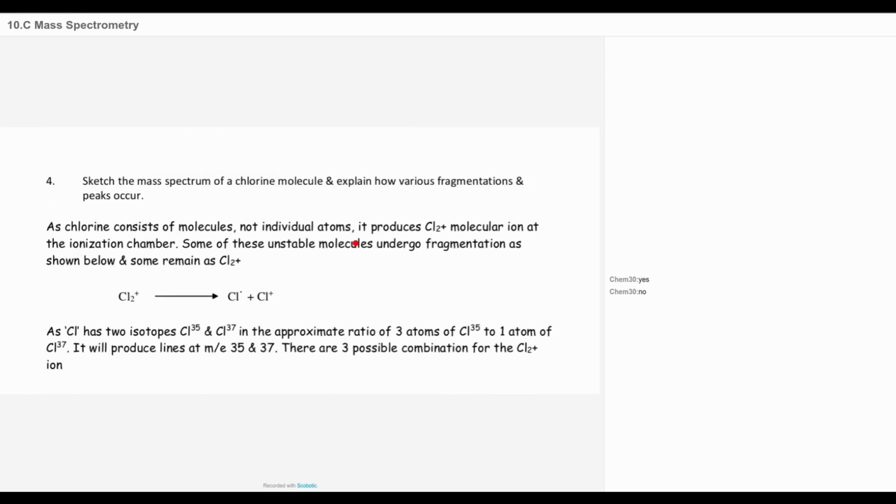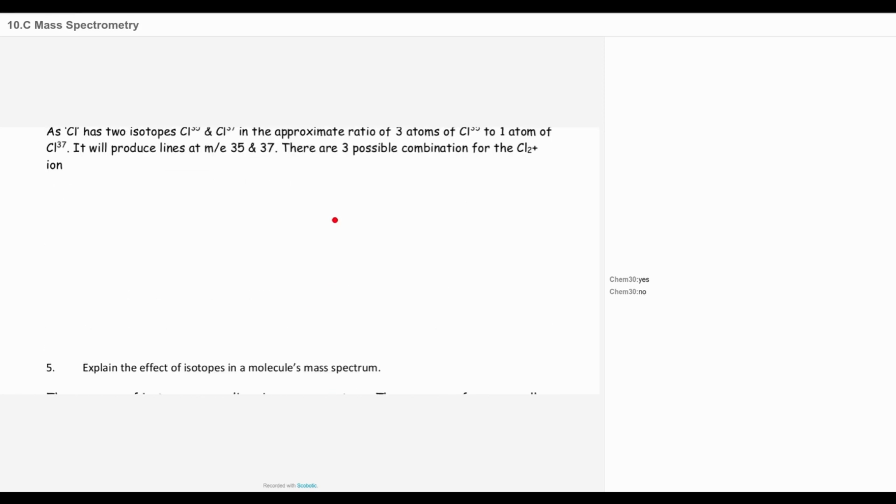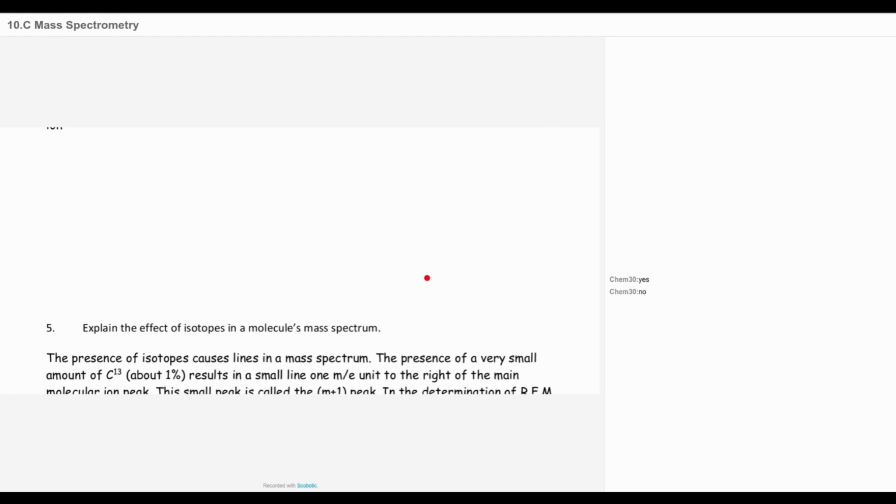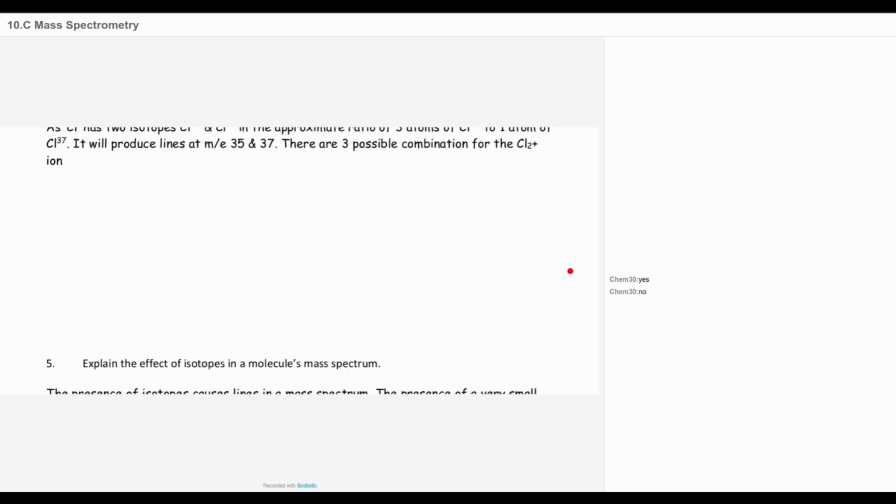If I am to draw this, I'll just jump to question 4. I'll go back to question 3 in a while. Look at this. If I am to draw the mass spectrum of chlorine, peak at 35, peak at 37, 1:3 ratio. Look at a peak at 70, molecule ion, 72.